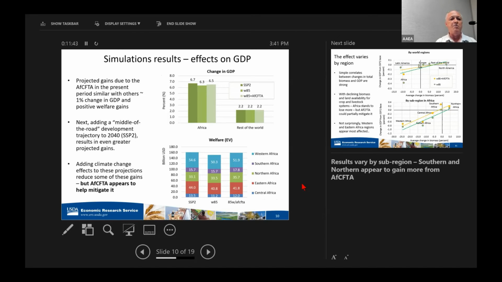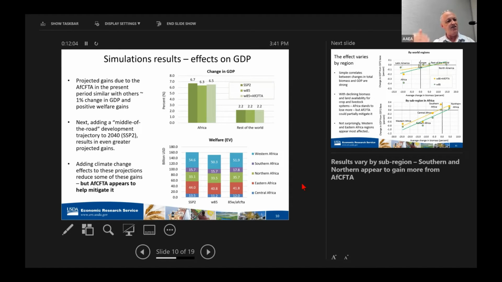We see obviously big gains due to the free trade area in the present period. We first test that. I'm not presenting that here, but this was just to help validate the model. We get projections of about 1% change in GDP and positive welfare gains just from introducing the free trade area today, which is what the World Bank also found in their simulations.